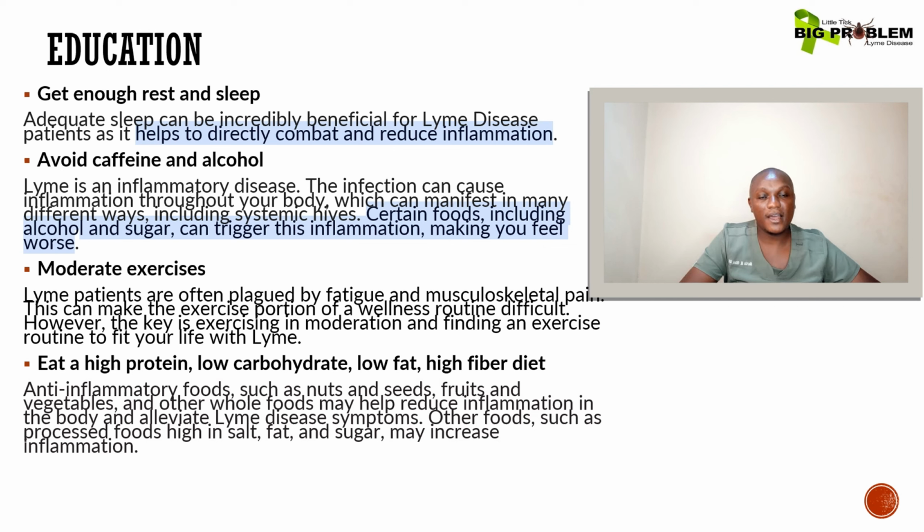The other thing, eat a high protein, low carbohydrate diet, and as we have seen, sugars can worsen the inflammation. So that's why we are saying low carbohydrate and low fat. Those worsen the inflammation, so we need to provide a diet that has low carbohydrate and low fat. So a high protein, high fiber diet, that one is okay. But we need to go low on carbohydrates and fats.